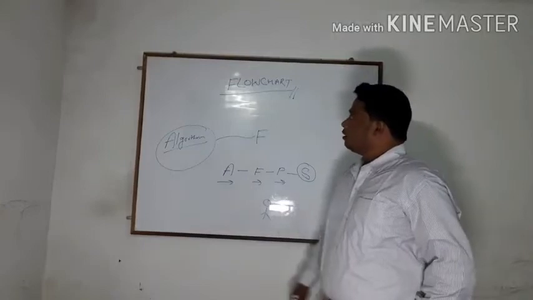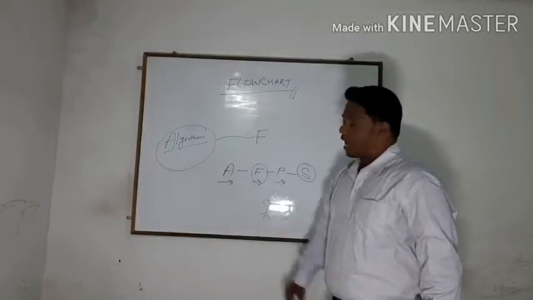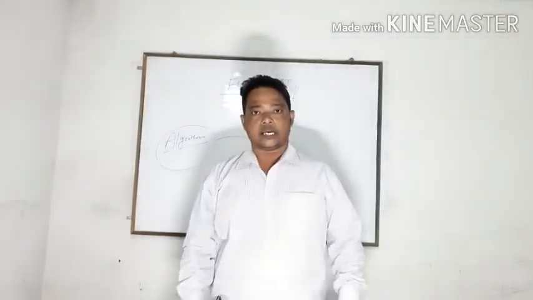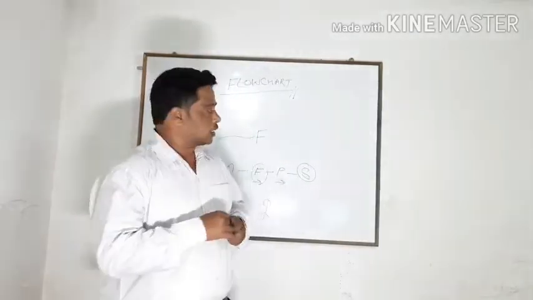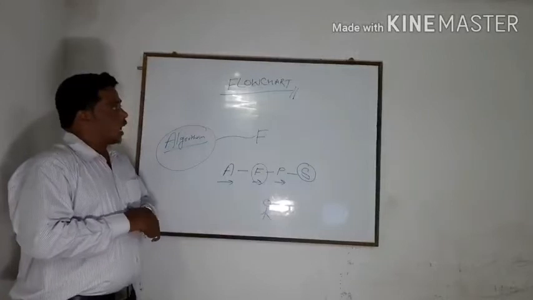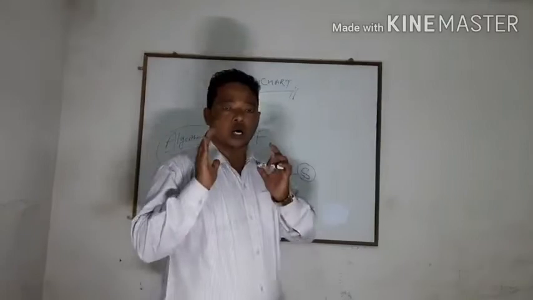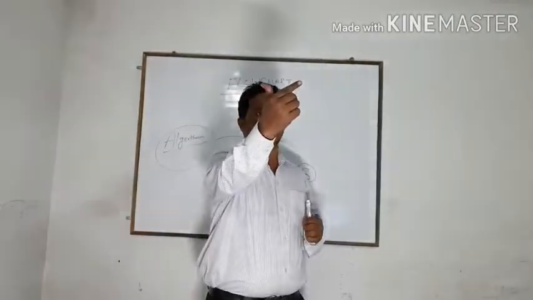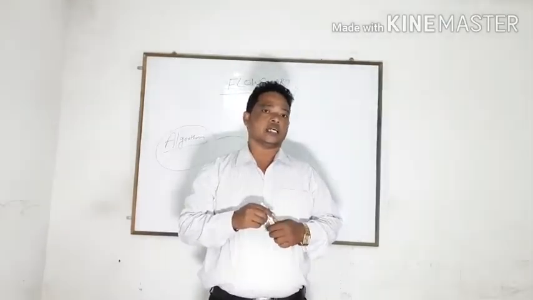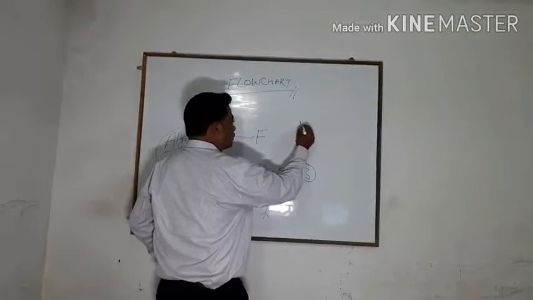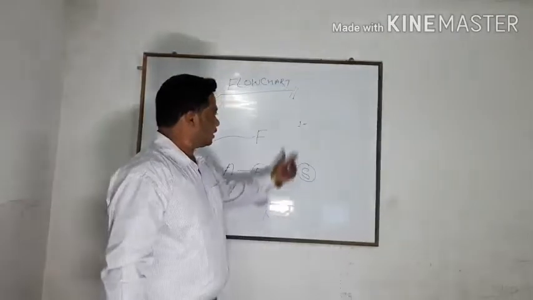So what is a flowchart? A flowchart is a graphical representation of an algorithm, the pictorial form of an algorithm. What is the pictorial form? Suppose we have one problem, how to open the door, then what will be the steps? The first step will be... this is not the example, I will give you another example. It is a very short way now.